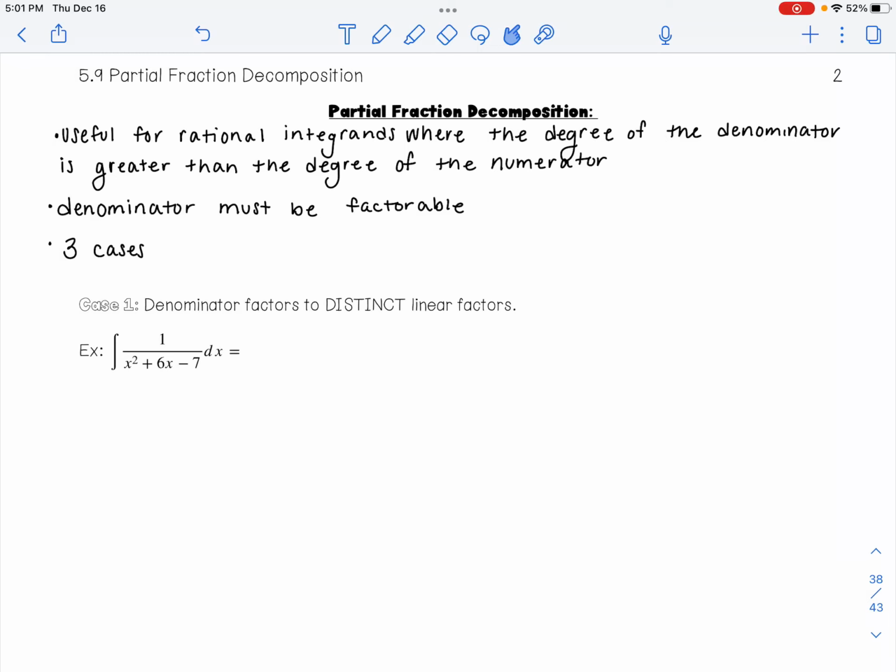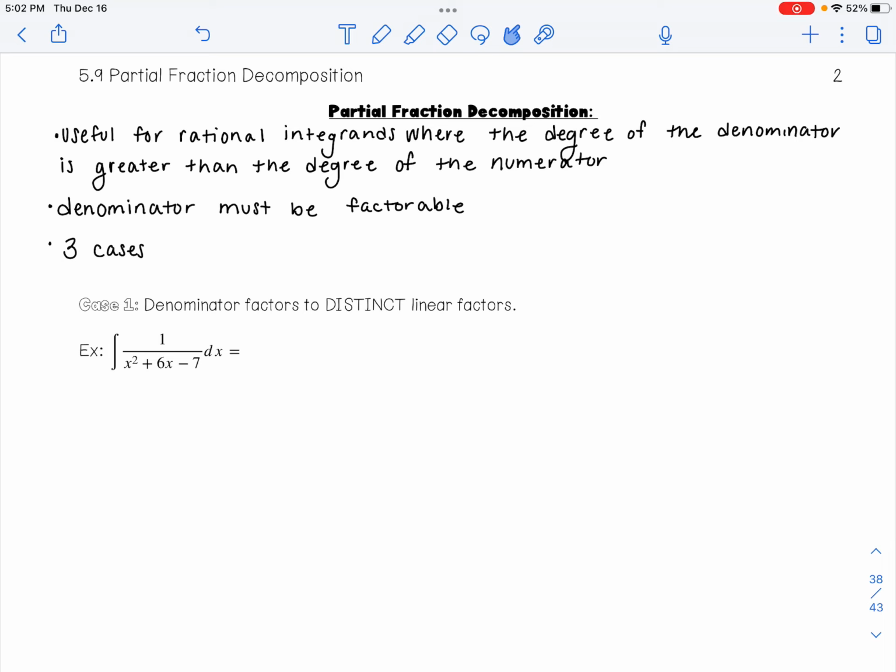So we're going to talk about what partial fraction decomposition is. This is a really useful technique for rational integrands, so fraction integrands, where the degree of the denominator is greater than the degree of the numerator. If the numerator has a higher power, that indicates that you should use division first. Another thing that has to be true for this to work is you have to be able to factor the denominator, and there are three separate cases for partial fractions.